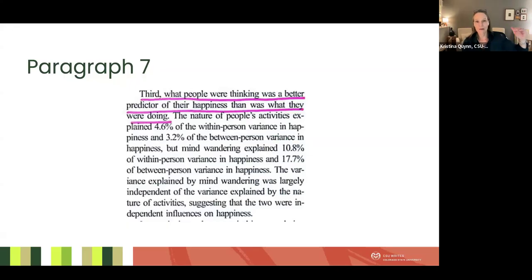Notice point, point, point, and within there is elaboration. The nature of people's activities explained within-person variance in happiness, and their mind wandering explained between-person variance. So notice that they give explanation, but the main takeaway is within that topic sentence. And that's really what we're looking for when we do a reverse outline. We want to be able to identify all those key points. It's the structure of the paper. It's like the skeleton that holds the body together, right? It holds all the meat and everything else; if you take all that off, you've got the skeleton.